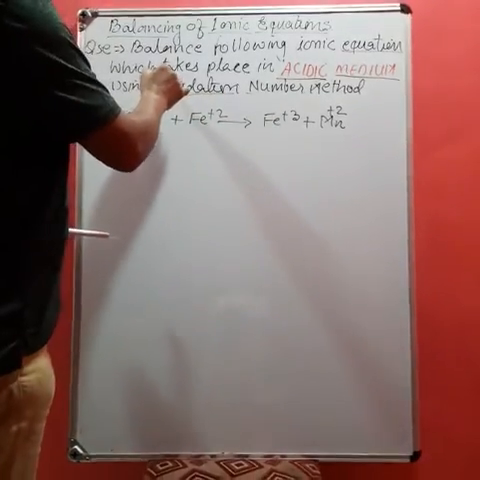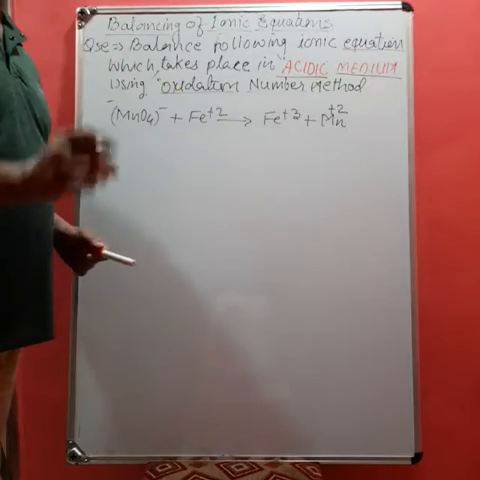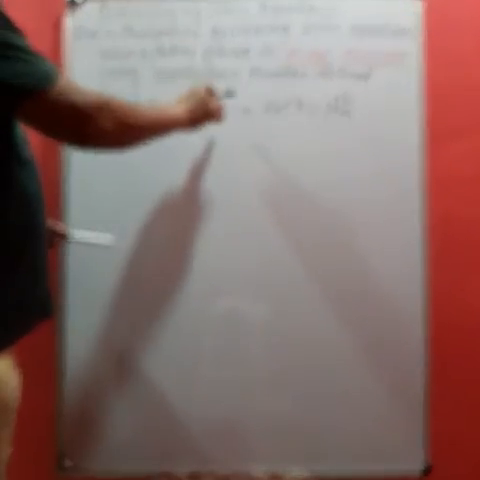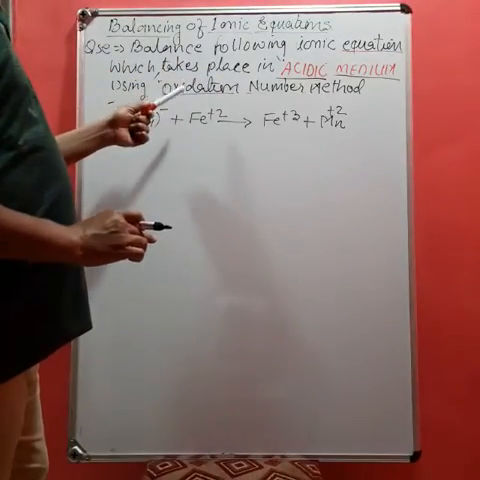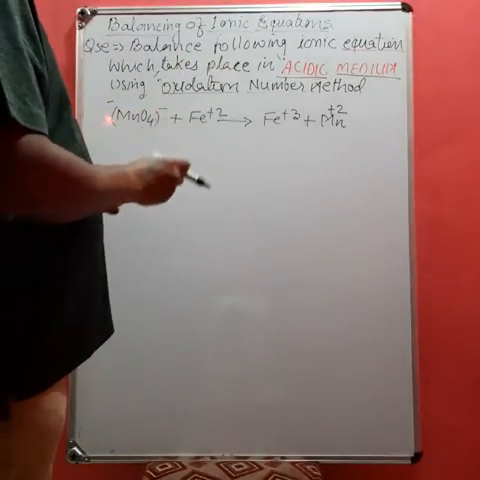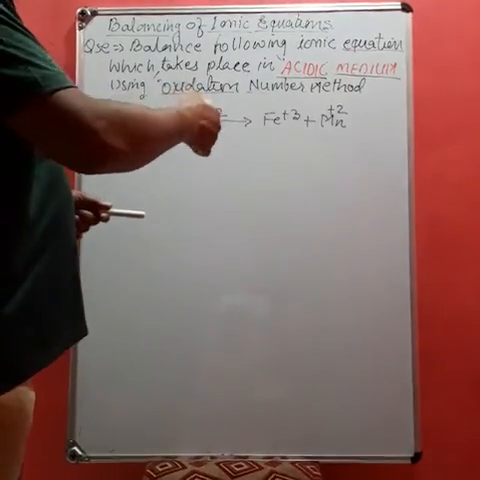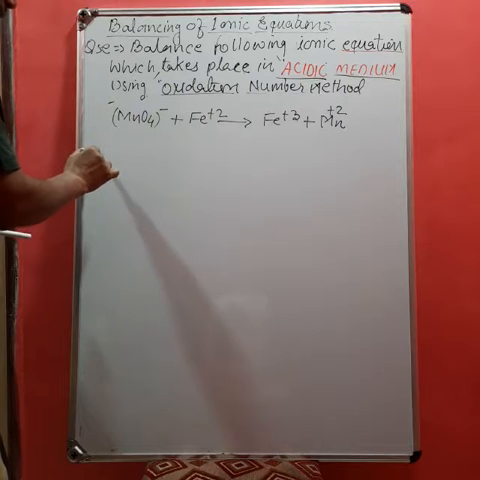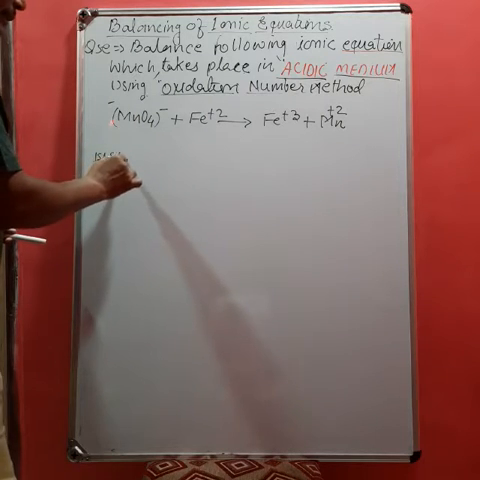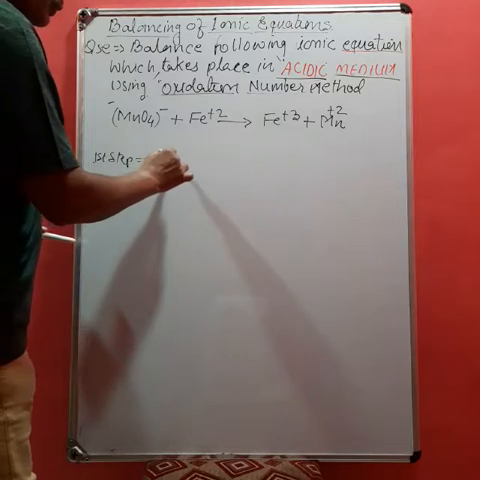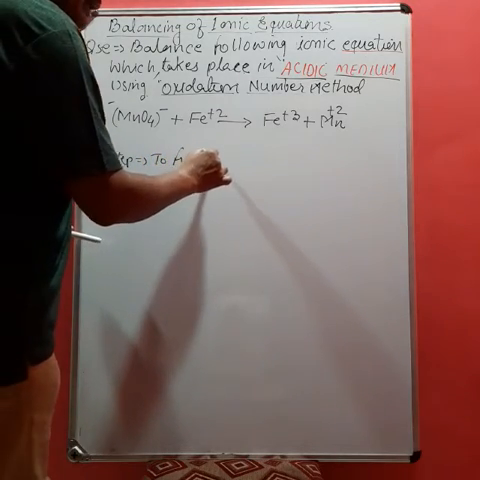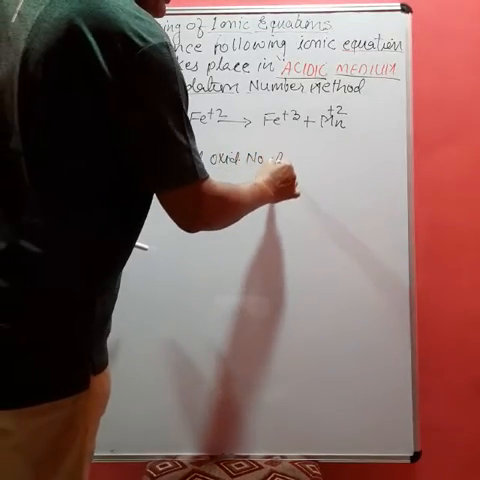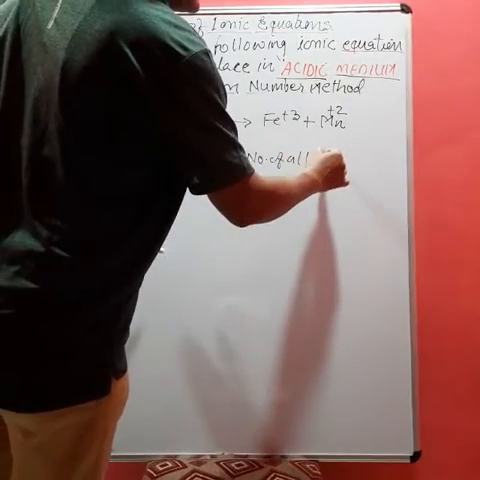Now, there are two types of methods: the oxidation number method and the half reaction method. But this time, according to the question, we have to solve it using the oxidation number method. Students, how to go with the steps? The first step is to find the oxidation number of all species.